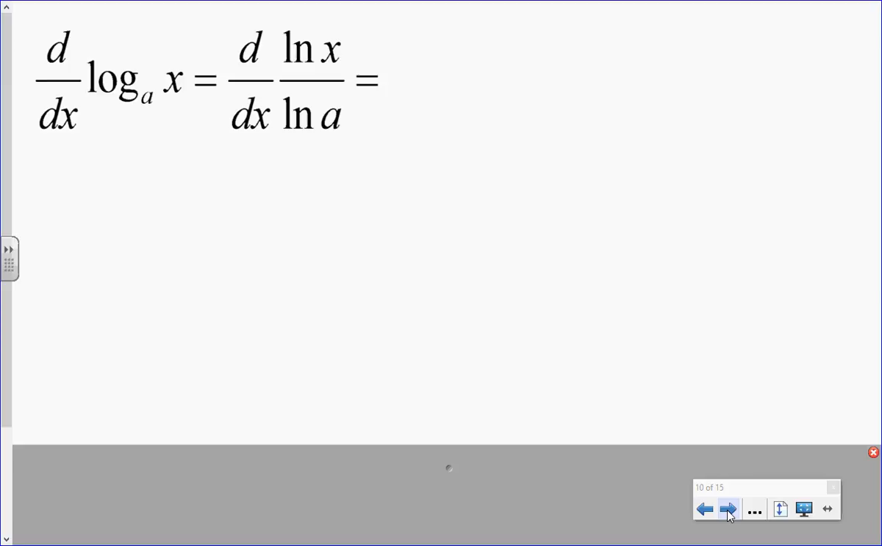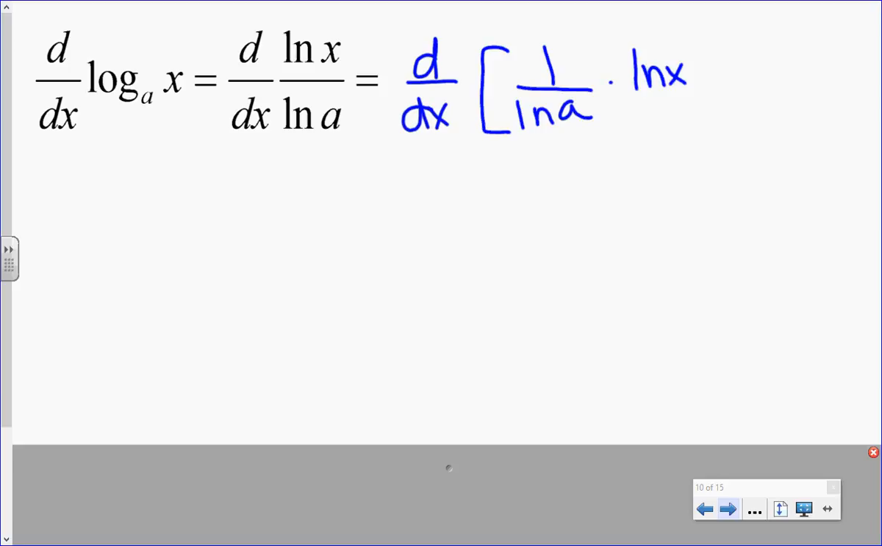So when we do the quotient rule, well, really, let's think about this. 1 over the natural log of a is a number, right? Multiplied to the natural log of x. And what's the derivative of the natural log of x? 1 over x.